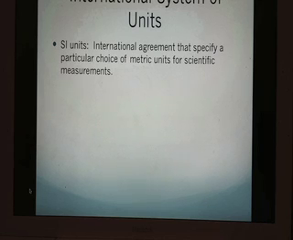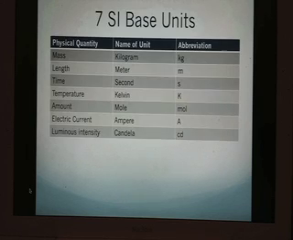First of all, there's an international system of units that all scientists around the world try to use. There was an international agreement that was established in 1960 that specified a particular choice of metric units for scientific measurements. Now there are 7 basic units, but I only want you guys to know the first 5 right now, because these are physical quantities that we're actually going to be measuring in the lab.